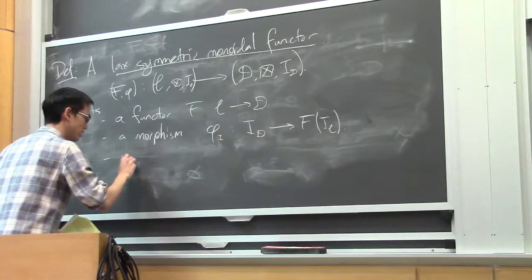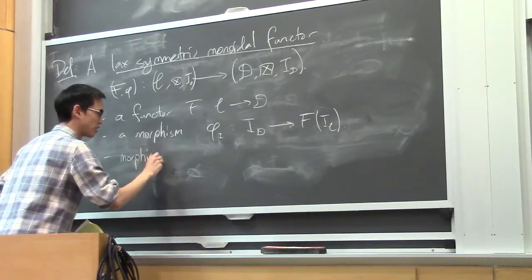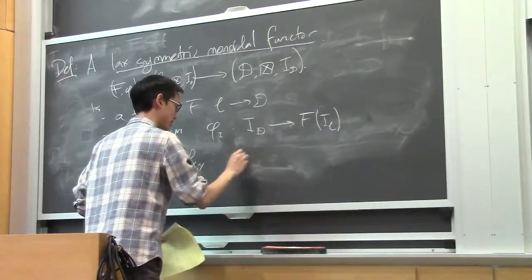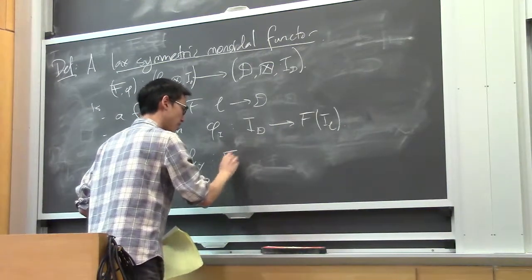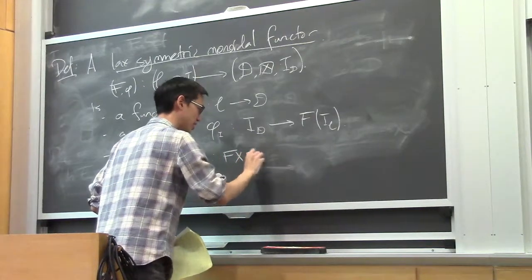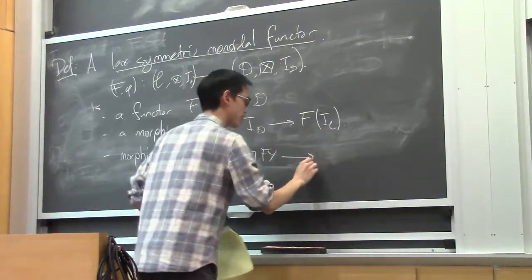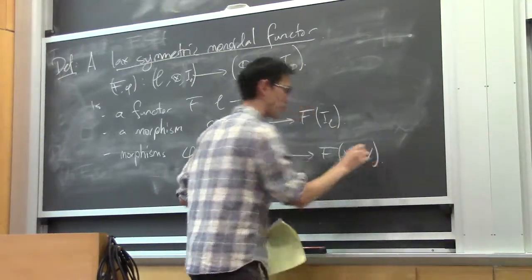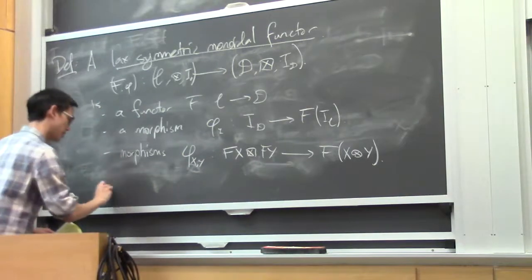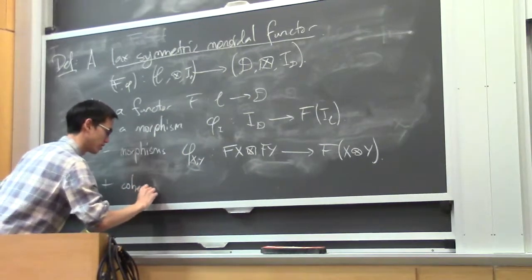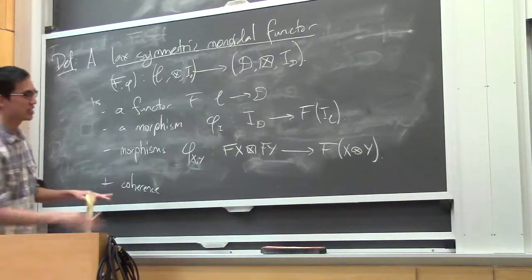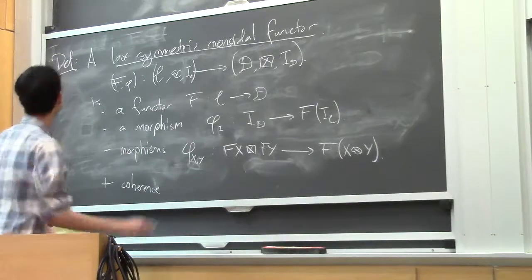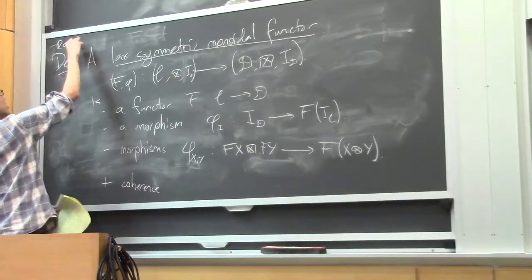And then for every pair x, y, we also have some morphism that relates the image of x, monoidal product in D, with the image of y, to the image of the monoidal product in C of x and y. Right? That's coherence. So there are some things that, just like associativity and unitality, these things need to obey. So should I say this is a rough definition?